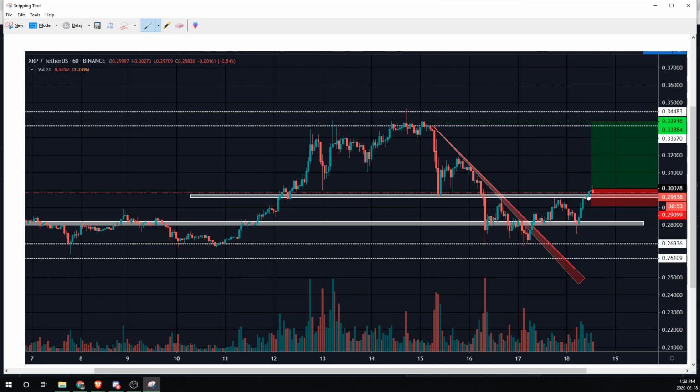We're getting a nice little pullback, which I don't mind, validating this previous resistance as a new level of support. We have quite a bit of room on the stop loss because we have limited our risk with the Ethereum trade, which is great.